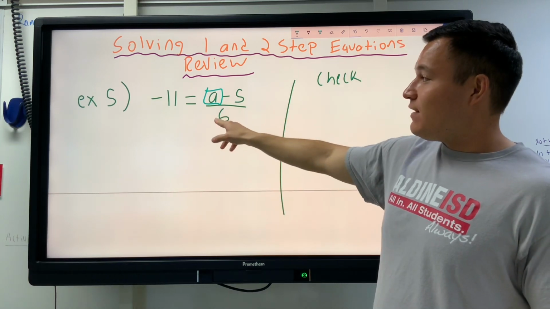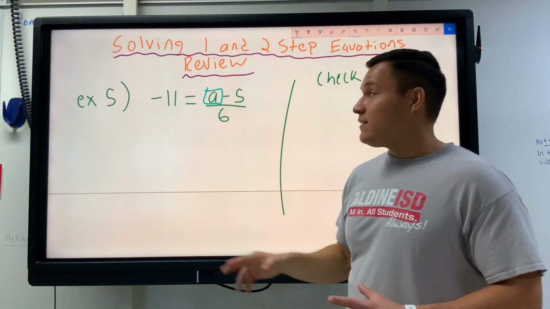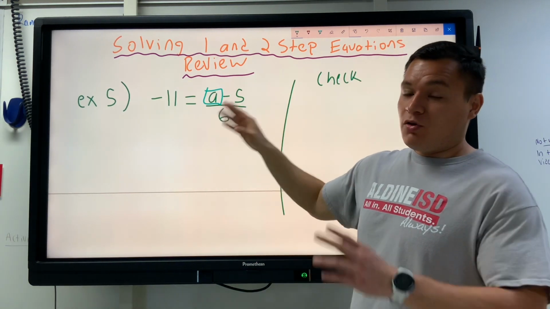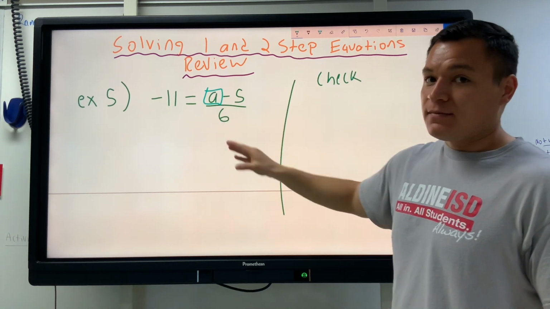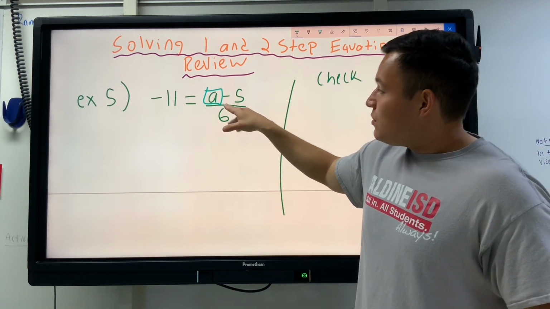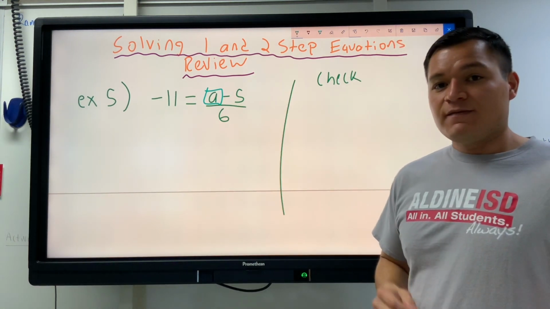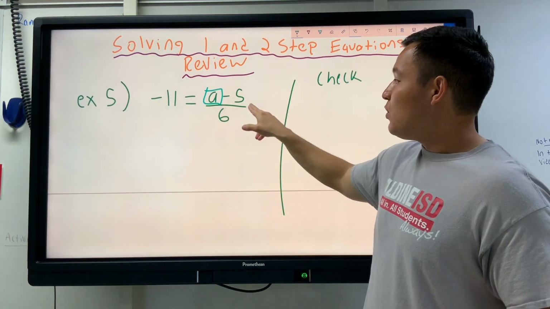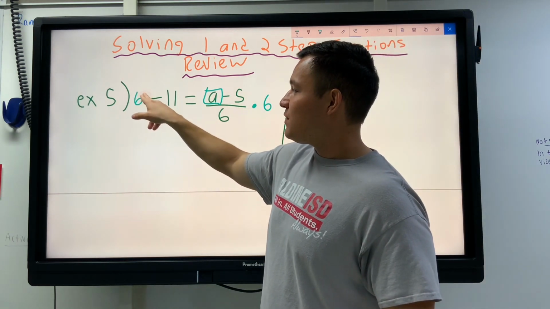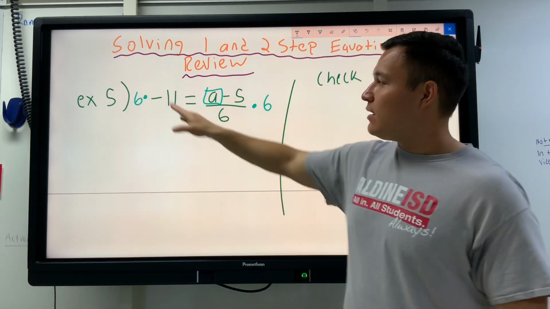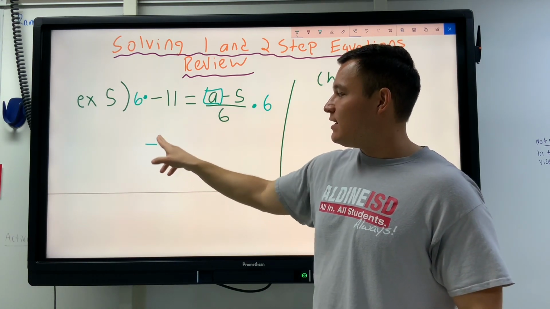But since we are trying to solve for a, the first thing we're going to do is get rid of this dividing by 6. The reason why we're going to get rid of the divide by 6 first is because this thing, according to how you read this question, happens last. So the last thing was divide by 6. What will be the opposite of dividing by 6? Multiplying by 6. So we're going to do a 6 times both sides. 6 times negative 11. Well, 6 times 1s are easy. That's a negative 66.